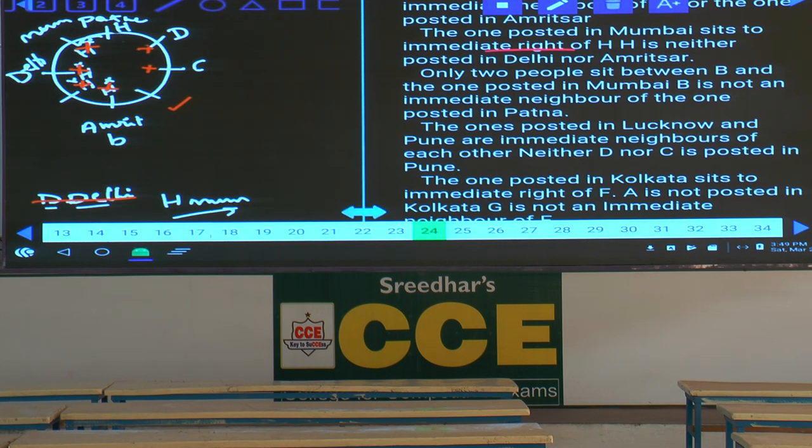Now, so this is one case. If you take Mumbai at this place, H at this place, then Mumbai will be here. If Mumbai is here, 2 people between Mumbai and B. Then B can be either at this place or here. Now I am talking about the second case rather than drawing the second case. If B is in these 2 places, then B is not an immediate neighbor of the person posted from Patna. B cannot be at this place. Hence, if Mumbai is here, H is here, and B can be here. This is B1, and this is B2, and Mumbai 1, and Mumbai 2.